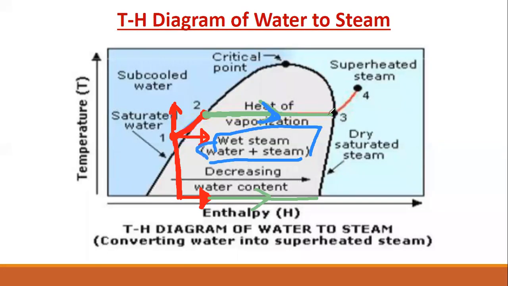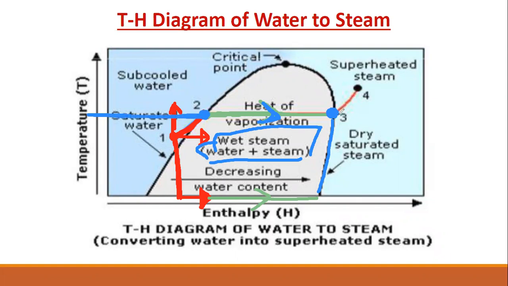But when it reaches point three, this is the marginal line of water plus steam to steam. That means after reaching point three, all the water has converted from water to steam. If I take 5 kg of water, at point three all the water has converted to steam. But remember, the temperature is not changed. The temperature at point two and the temperature at point three are both the same. So the temperature is not changed.